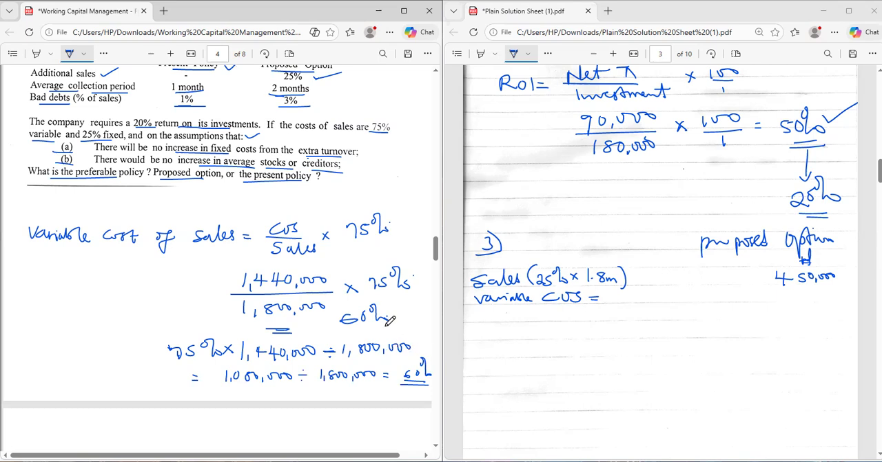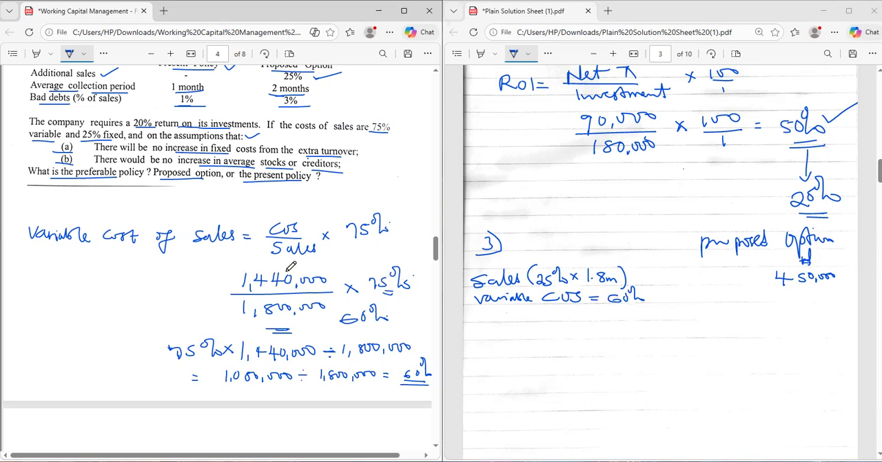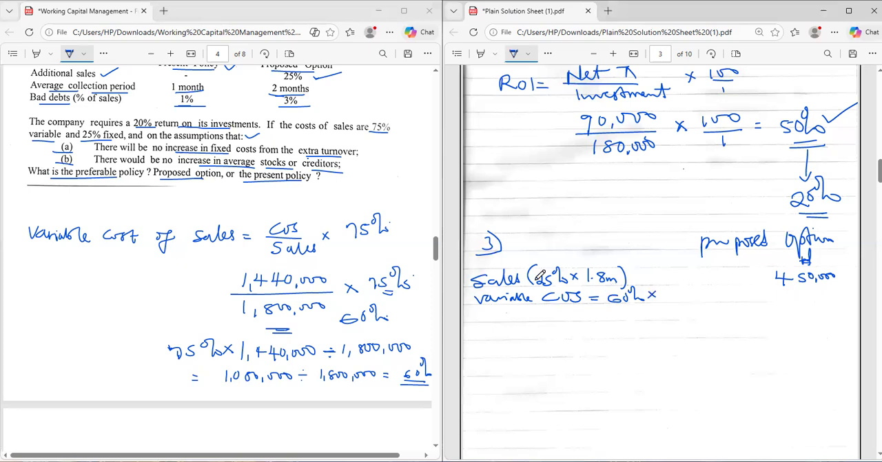So what do we have there? Our variable cost of sales will now be 60%, no longer 75%, because 75% was due to incurring 1440 when making sales of 1.8 million. But now that sales is changing, variable cost will change. So this 75% has now reduced to 60%, which is our variable cost of sales. That will now be 60% of how much? Of our sales, 450,000.